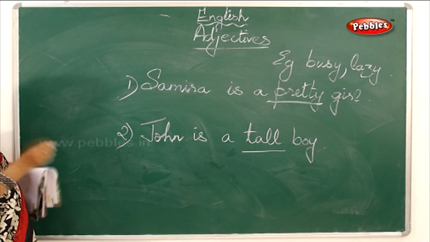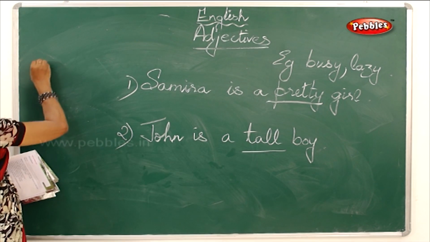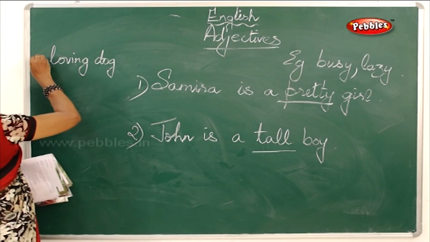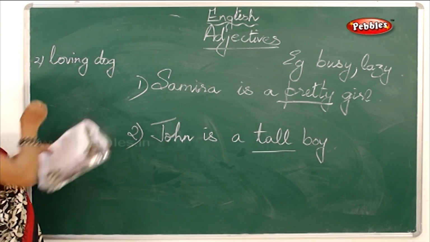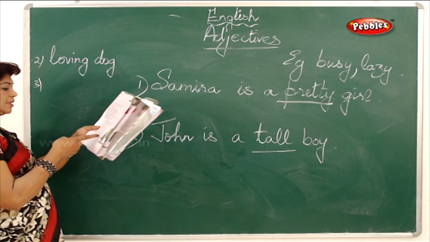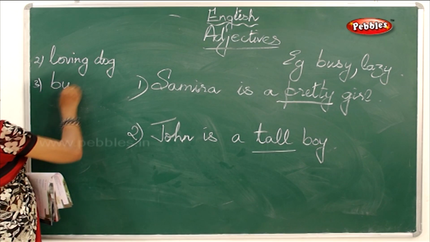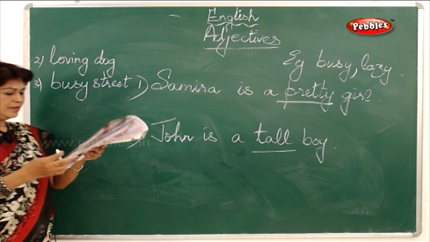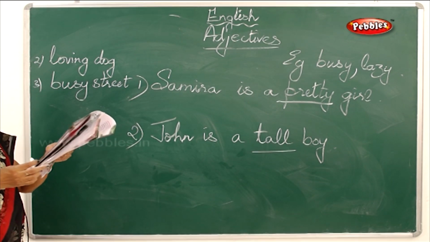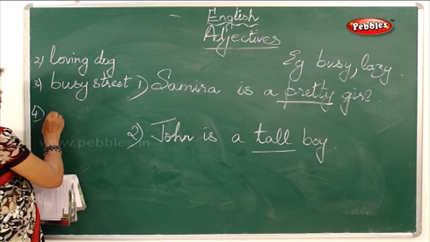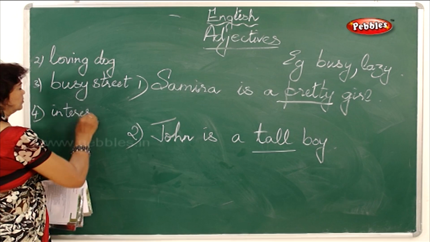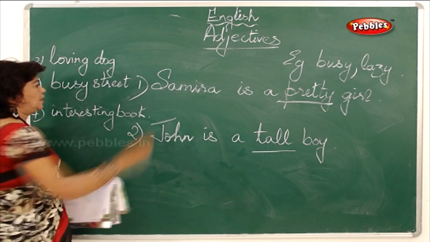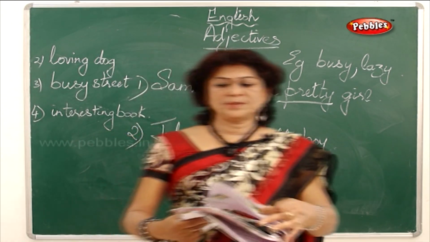An exciting game is already done. A loving dog. Third one, what are the words given there? Busy, a busy street. Okay, and the next one, an interesting book. Okay, so you understood now the concept of adjectives.